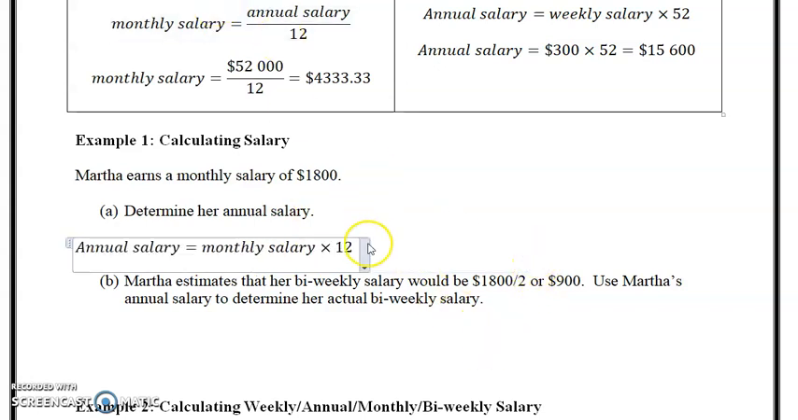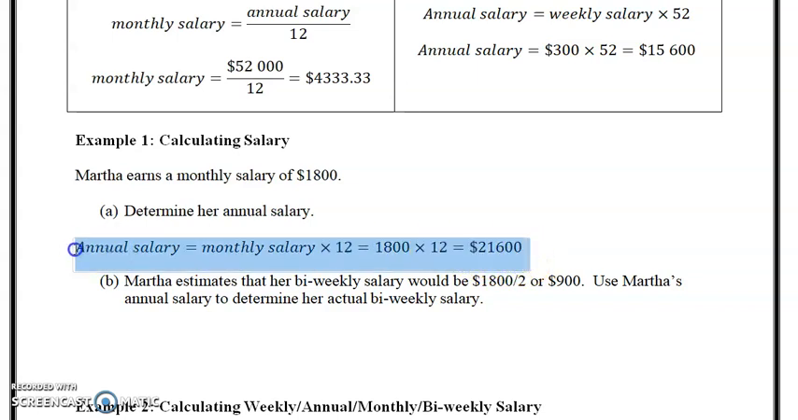So that would be equal to 1,800 multiplied by 12, which would equal, so 1,800 times 12 would be $21,600, right? For the annual salary. Okay.